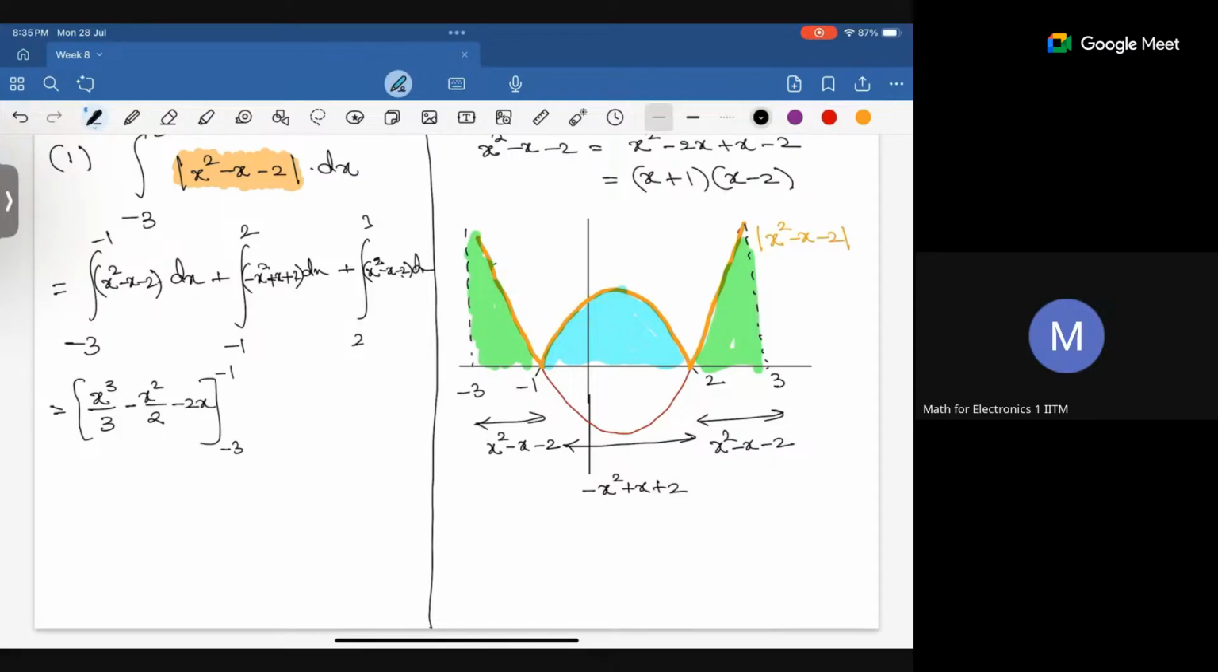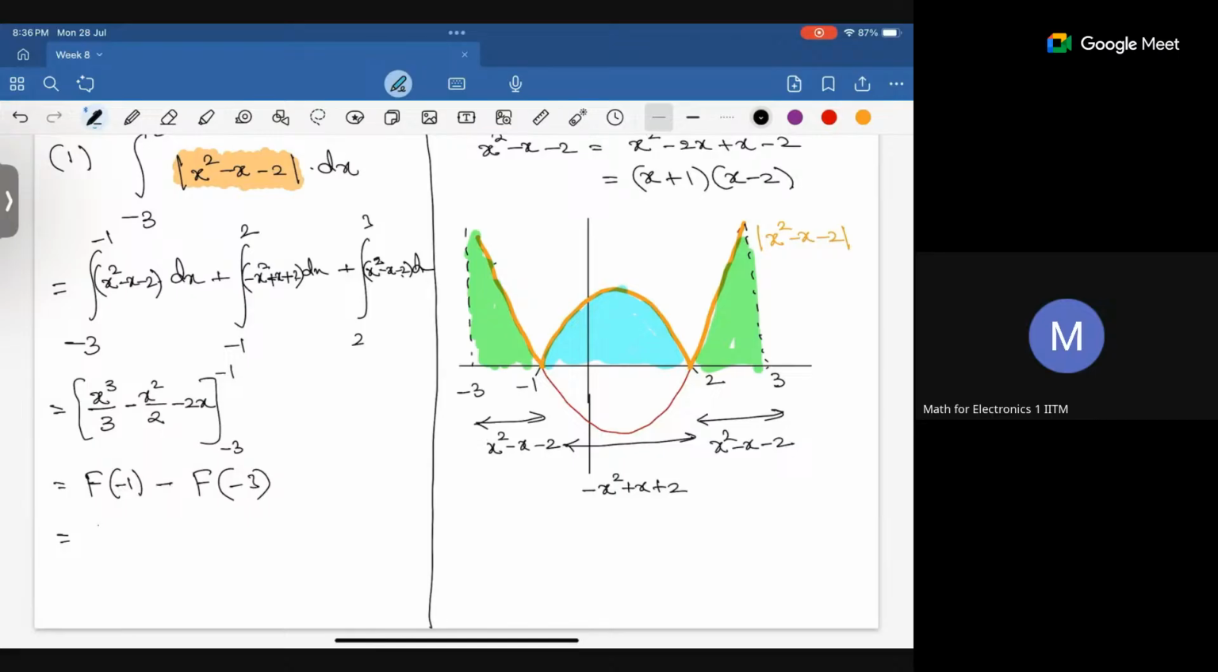I will do one part and maybe the next two parts you can compute by yourself later, and then you can post it in the G spaces or discourse. Now the upper limit is -1. This is simply capital F of -1 minus capital F of -3. Right? So there is a minus here, so we have to be really careful.